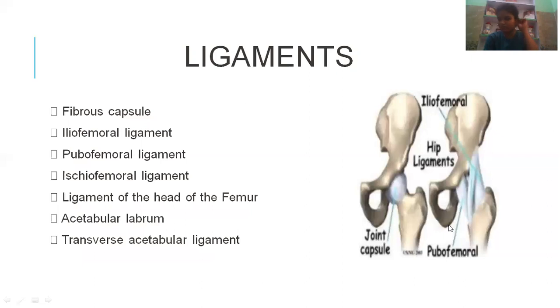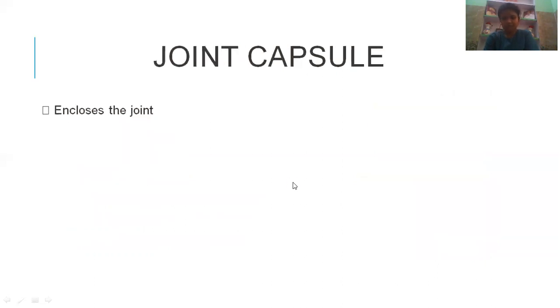Acetabular labrum, where the head of the femur is attached. Transverse acetabular ligament. So this is the iliofemoral ligament. This is the joint cavity, joint capsule, and this is the pubofemoral ligament. Now, we will talk about the joint capsule.